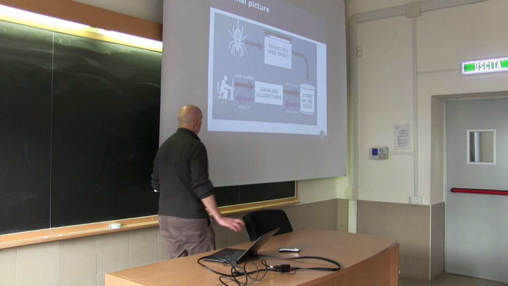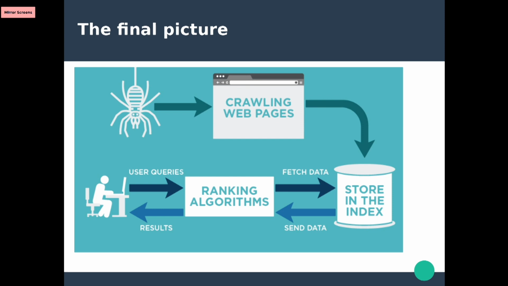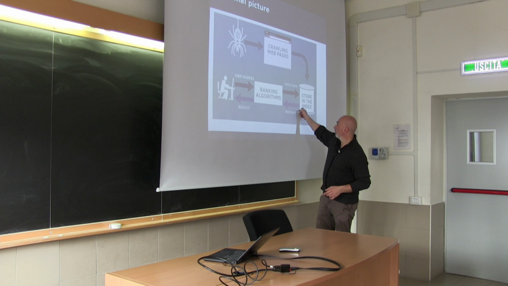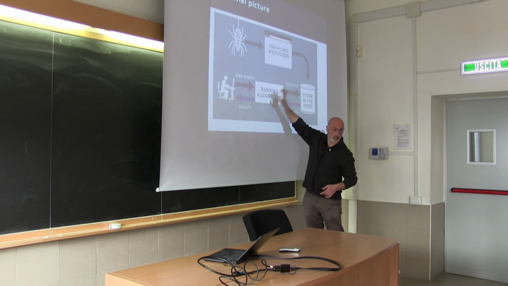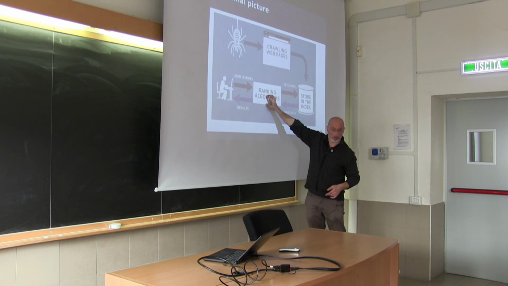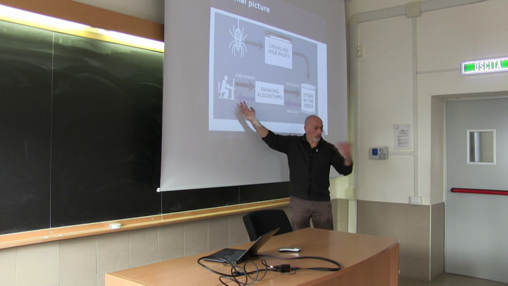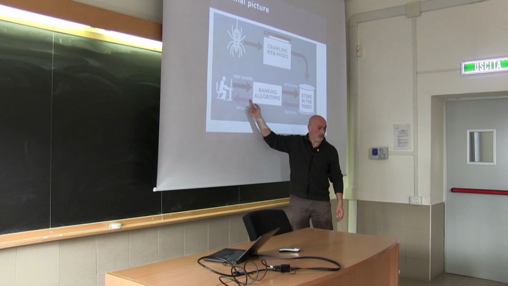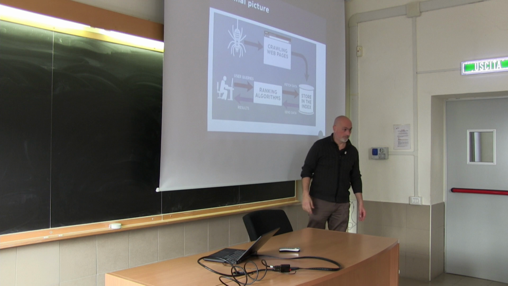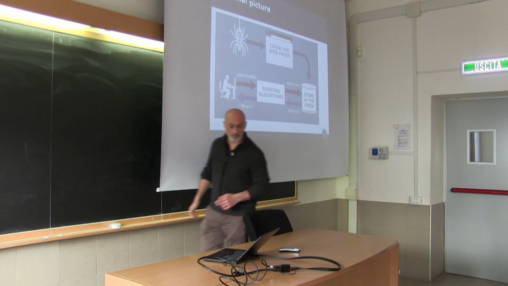So the final picture, at a high level: you crawl the web, you store the data, you build an index to query it efficiently, and then you have ranking algorithms that work on this, not on the raw data directly, and that depend on the query also. And then you have ourselves submitting queries and receiving results. That's the high-level picture.